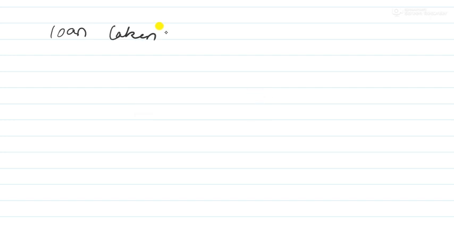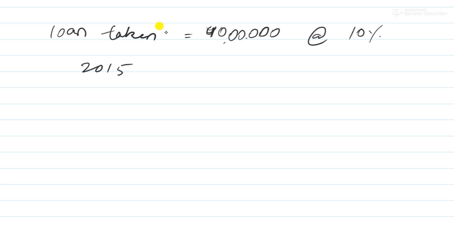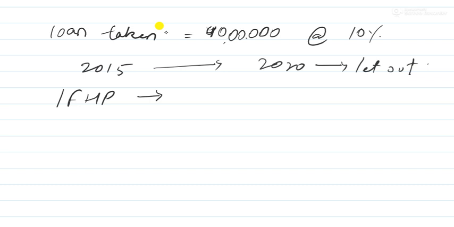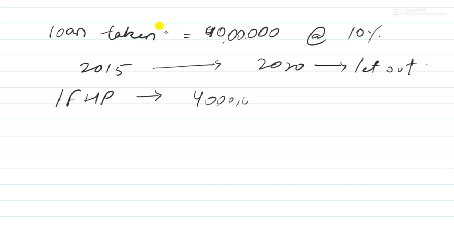Loan taken 10 lakhs, or make it 40 lakhs, at the rate of 10%. Now he took the loan in 2015, construction completed in 2020. In 2020 the house was given for let out. This is the situation. Now when he calculates his income from house property, he'll be allowed deduction on interest on loan in 2020. How much? The loan is still unpaid. He has not paid the loan yet. 40 lakh into 10%, 4 lakhs.